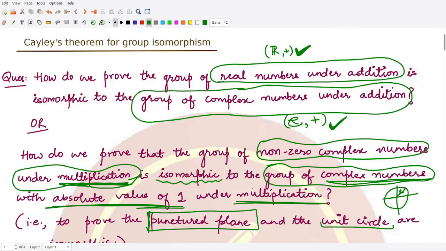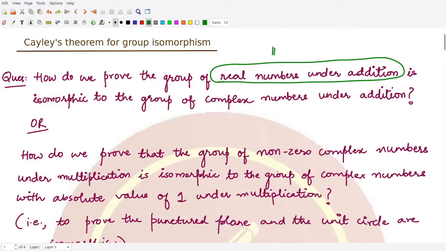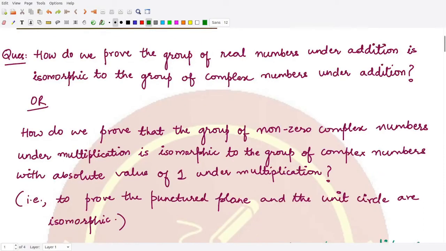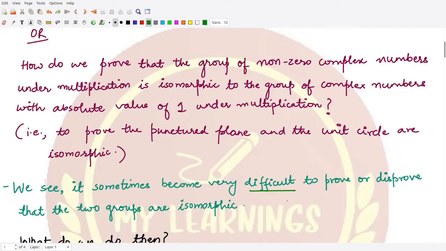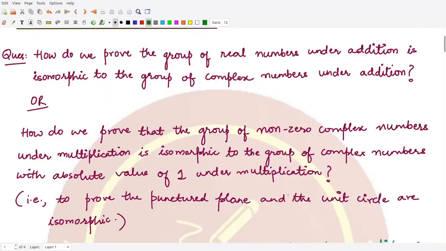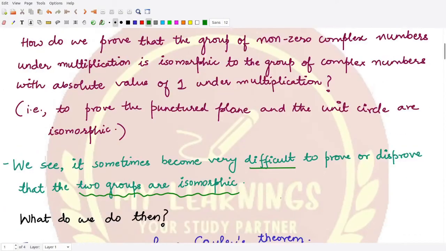Now for this also you need to find a mapping such that it is 1-1, it is onto, and it is operation preserving. So in some cases you are able to find such a mapping, in few cases you are not. So what do we do then, right? So we see sometimes it becomes difficult to prove or disprove that two groups are isomorphic to each other, because we cannot just go on and search for a mapping which is both 1-1, onto, and also operation preserving. So what do we do instead?